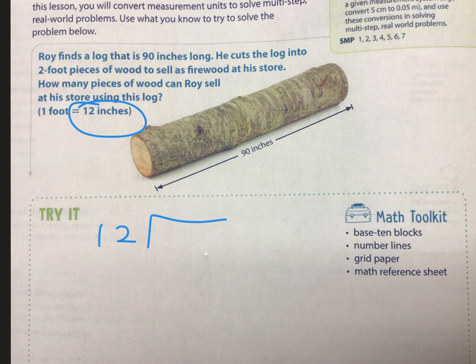12 times 5 is 60. All right, so that leaves 30. And then 2 is 24. And that leaves 6. All right, so there's 11 feet, 6 inches. Of course, that's not really how you want to do it, is it?